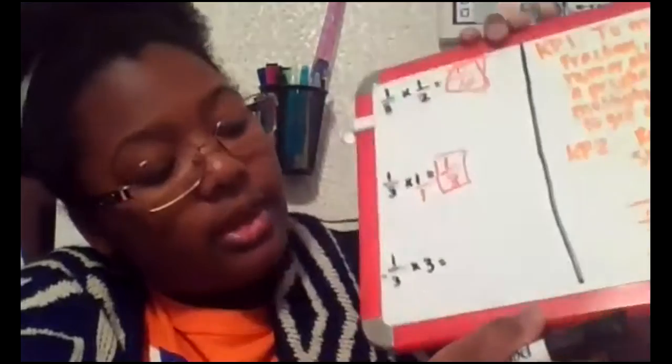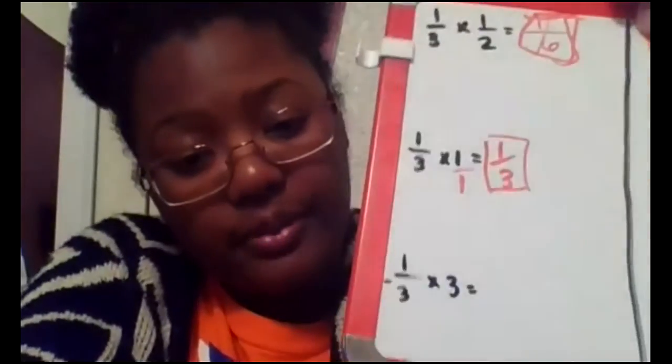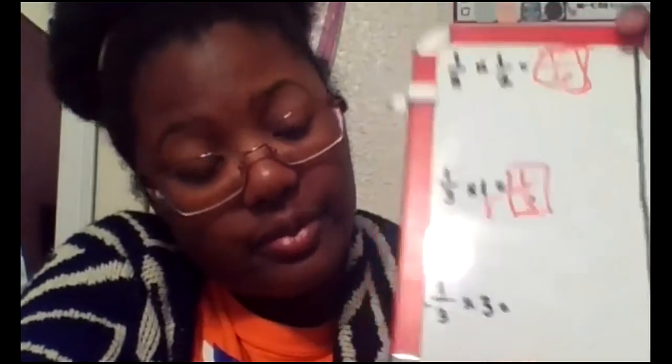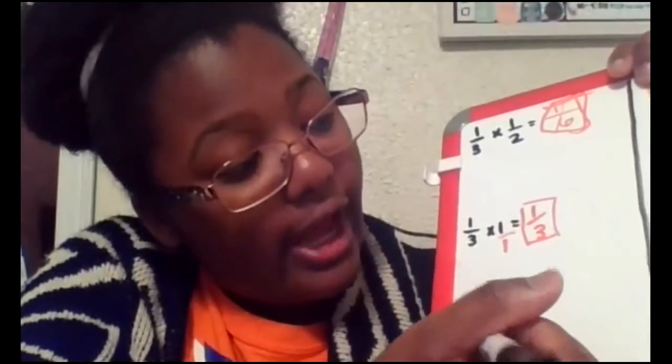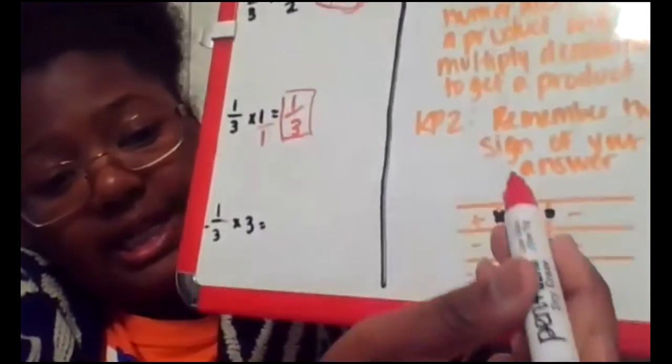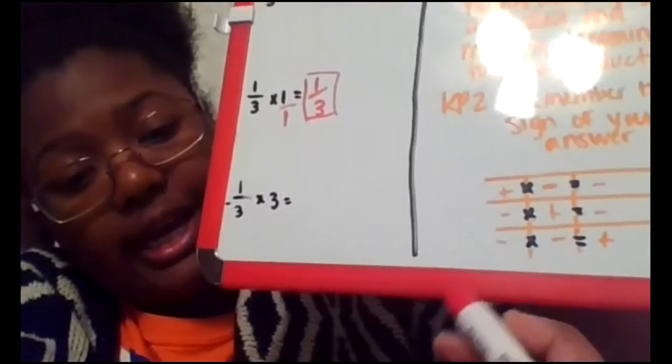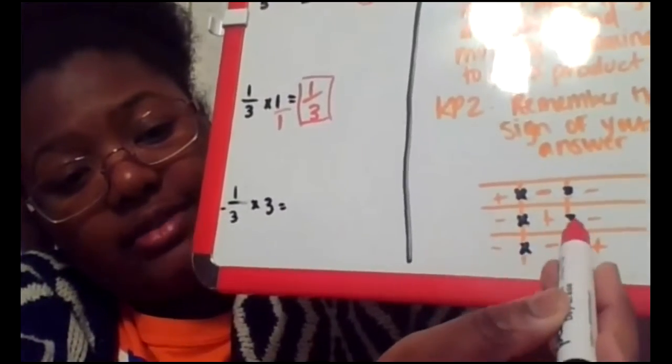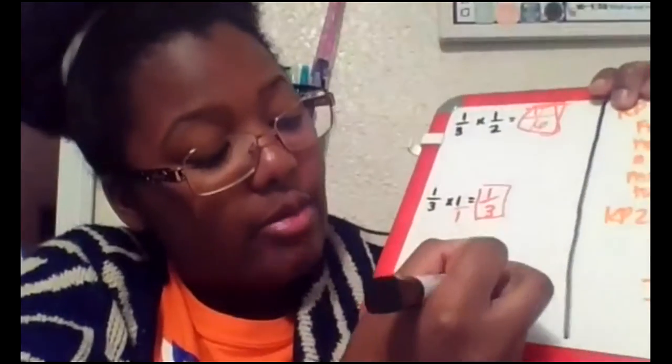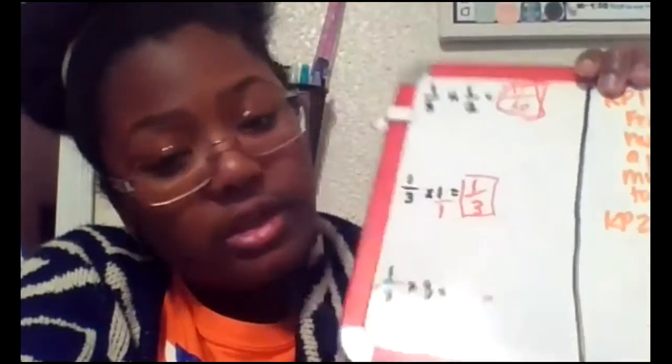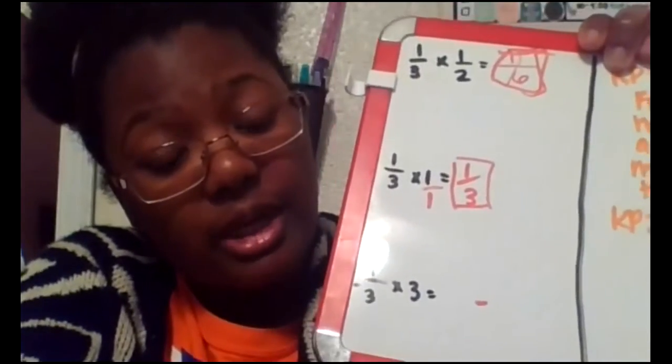My last one is negative 1/3 times 3. I know that based on my sign chart, if I multiply a negative by a positive, I get a negative. So I'm going to go ahead and put a negative for my answer right there because I know this is going to be a negative problem.